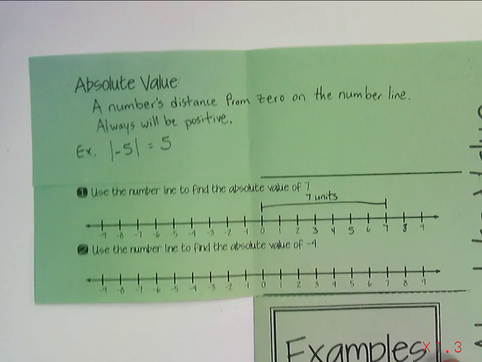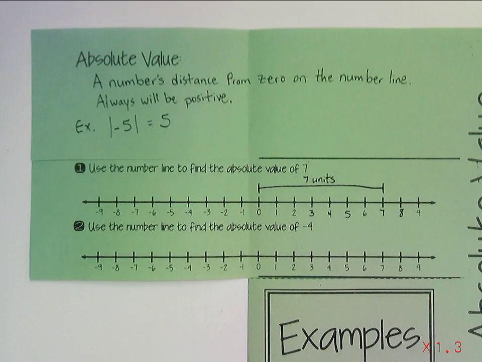And number 2 down here says use the number line to find the absolute value of negative 4. Go ahead and try this one on your own quick. You can pause the video here and then come back to it and see if you did it correctly.